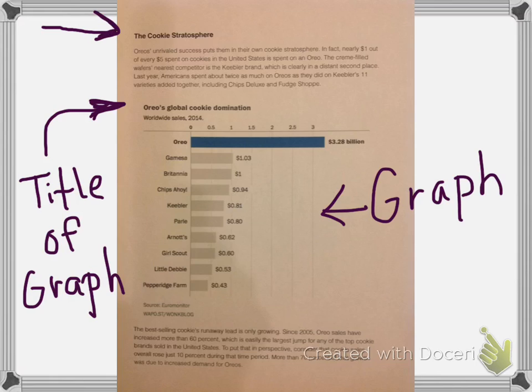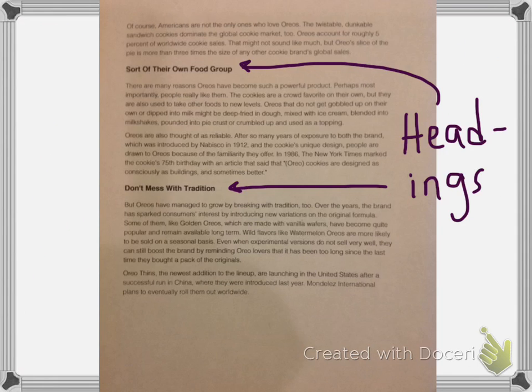article is, there's one right here. It says the cookie stratosphere. Uh-oh, another word I don't know very well, stratosphere. So that is a heading. And the way I remember what a heading is, it is at the head of a paragraph or at the top. So the cookie stratosphere, that's what this paragraph's about. I'm not sure what stratosphere means, so I'm not sure that heading helped me a lot. But let me look at the next headings.